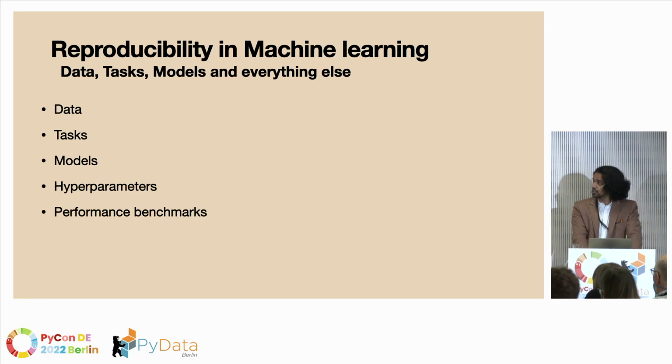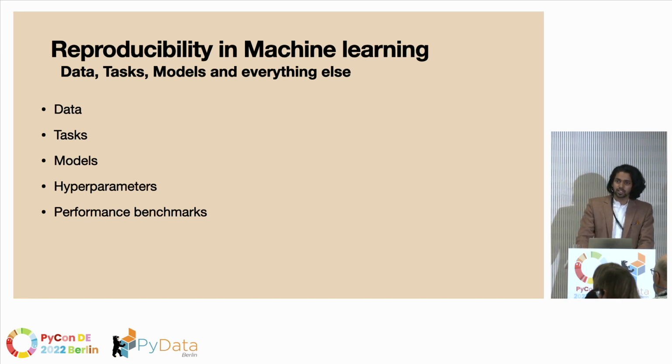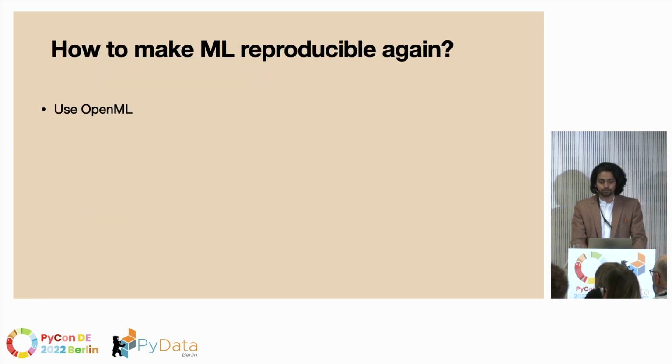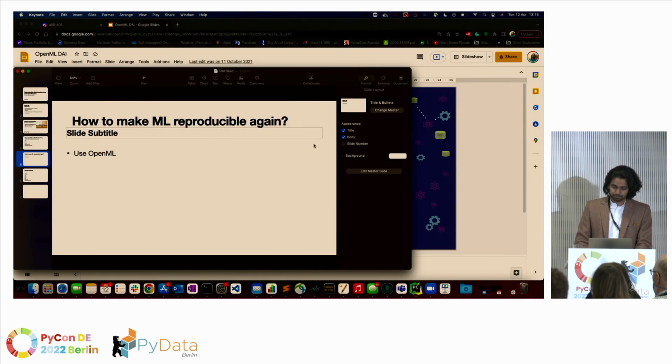And the fifth one is performance benchmarks. These I have added recently, and we have been working on them recently. But we think that these can be really beneficial for ensuring reproducibility in the machine learning lifecycle. So now let's talk about how we can make machine learning reproducible again. Here we'll talk about OpenML.